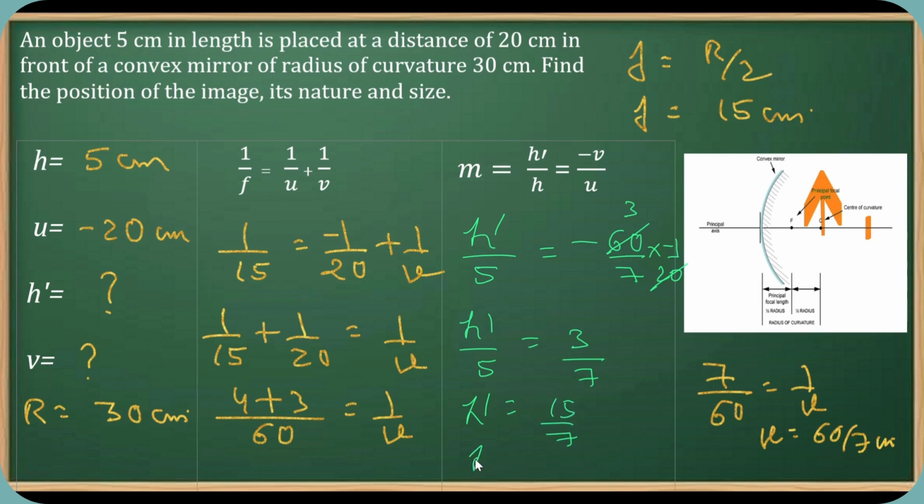So finally we have H dash as 15 over 7. So that will give you H dash, 15 divided by 7, sorry, should be 2.14. So size of the image is 2.14 centimeter. So you can see that these were the things that we have to find out. Number one, size of the image, which is 2.14 centimeter, and second is V, and V we got as 60 over 7 centimeter. Now third thing was the nature. As I said, the image is behind the mirror, so it should be virtual and erect.